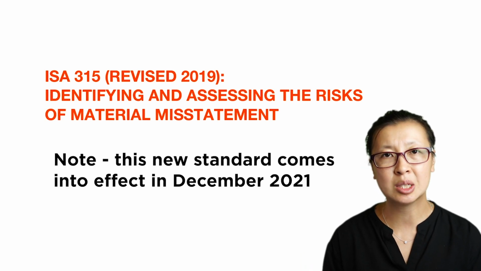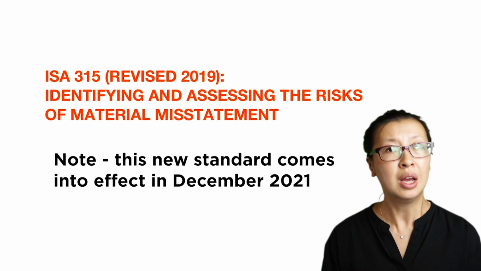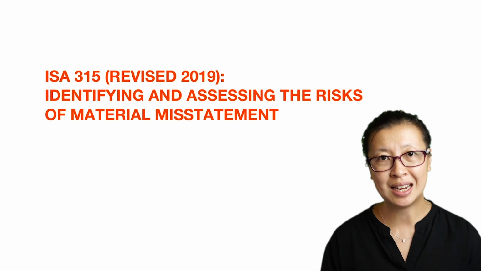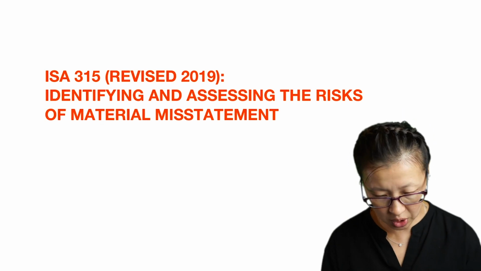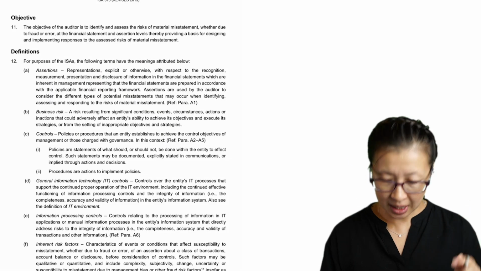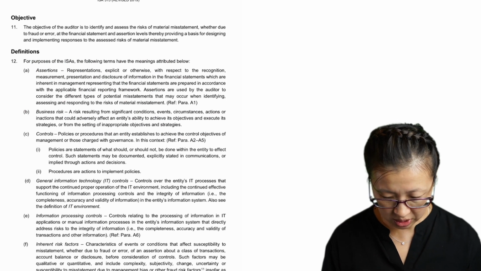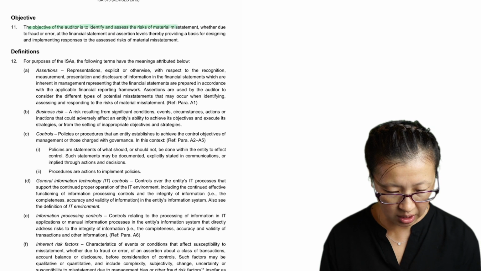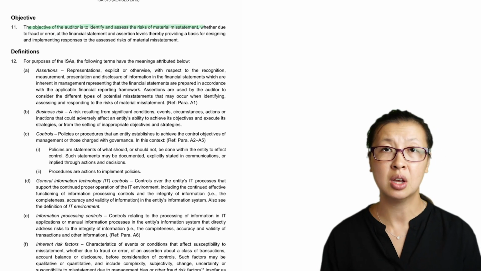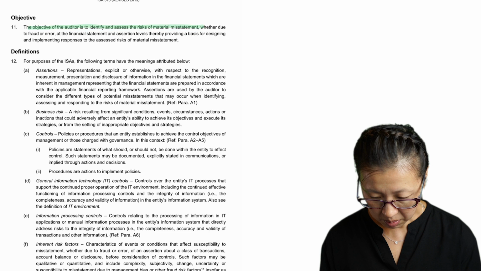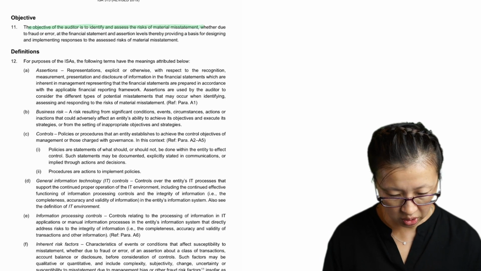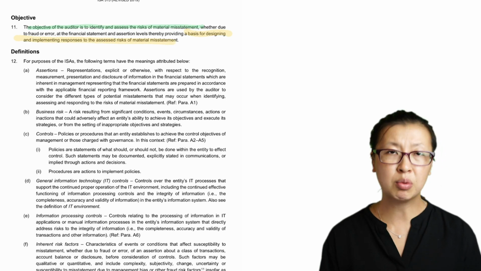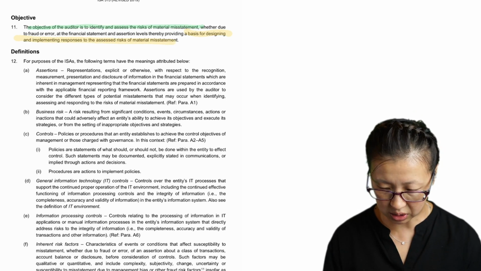Like a lot of my standards explainer videos, I'm going to walk through the parts of the standard that I think are going to be most important, and you'll see me annotating here on my tablet. So, if we go into the standard, one thing you'll notice that's new is that the objective is really clear. The objective of the auditor is to identify and assess risks of material misstatement because, remember I mentioned earlier, it's going to be the basis for designing and implementing our responses to the assessed risks of misstatement.